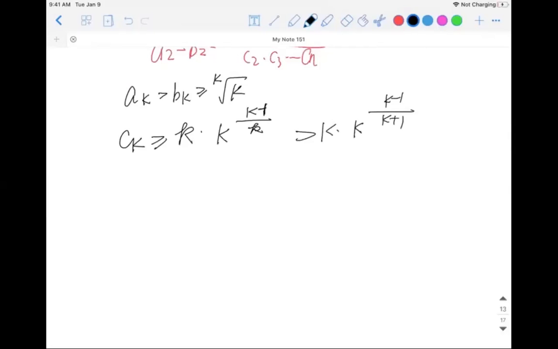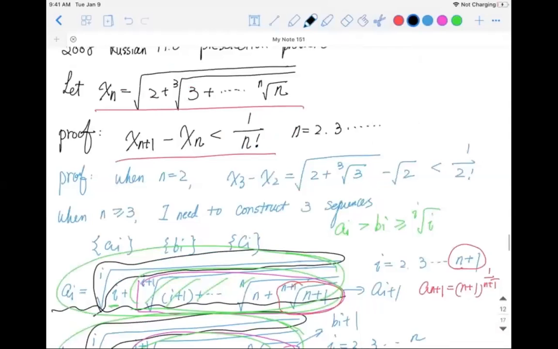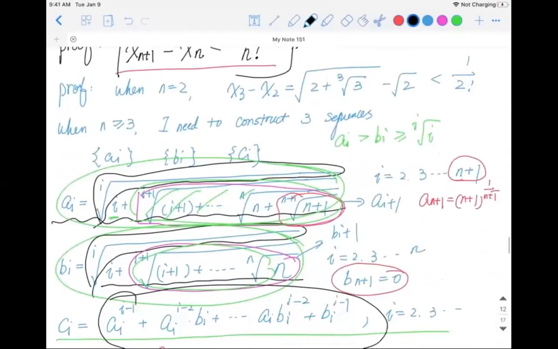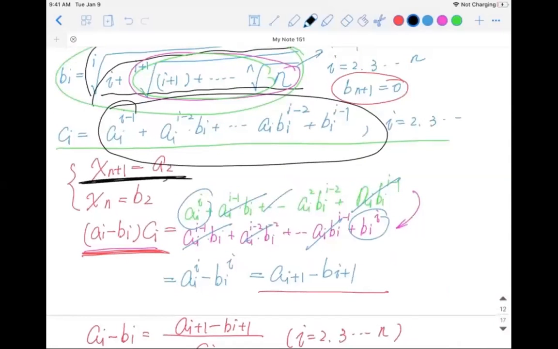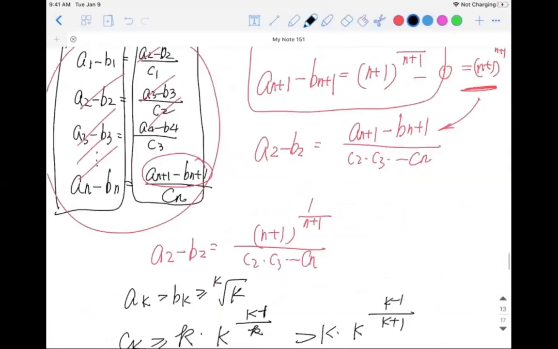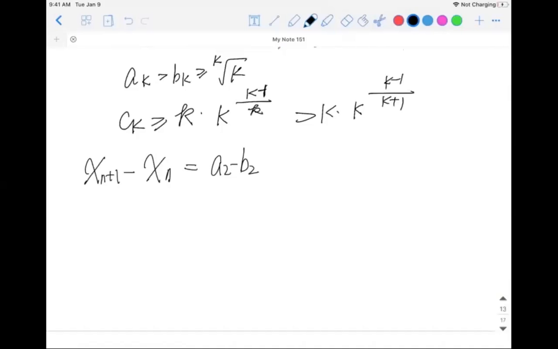All right. So what I'm trying to do here, maybe we totally get lost. What I'm trying to do here is to prove x_{n+1} minus x_n is less than 1 over n factorial. What is x_{n+1}? Do you still remember? x_{n+1} is A_2. x_n is B_2. So therefore, x_{n+1} minus x_n will be equal to A_2 minus B_2, right?